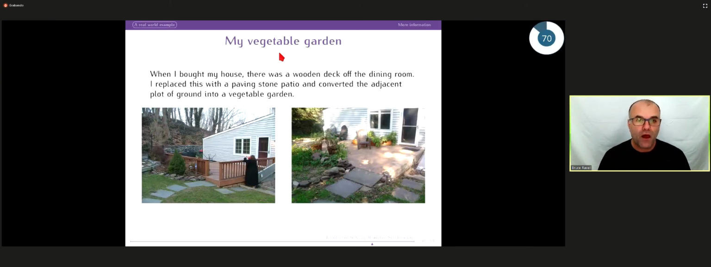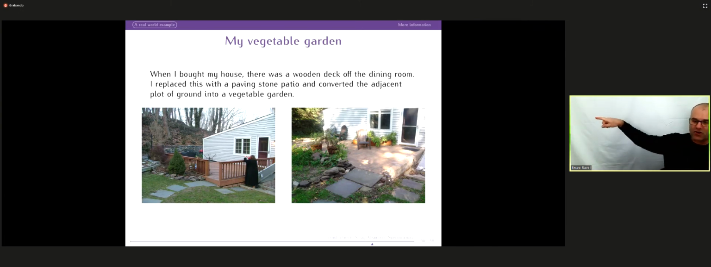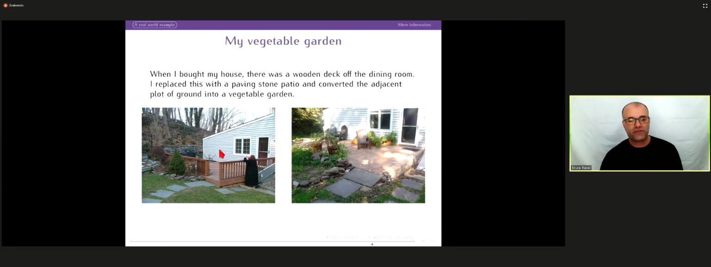So here is a picture of my house. This is the house I'm sitting in right now. It's a picture of my garden, which is just right over there. This picture is taken on the day that I purchased my house. This is my real estate agent. And the house, when I bought it, had this wooden deck off of the kitchen and dining area.